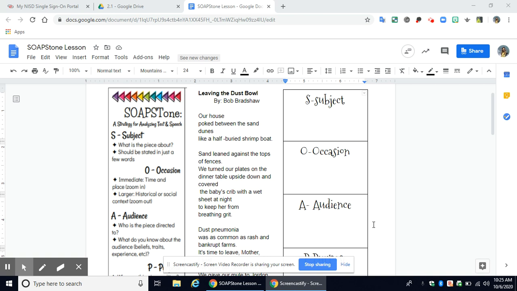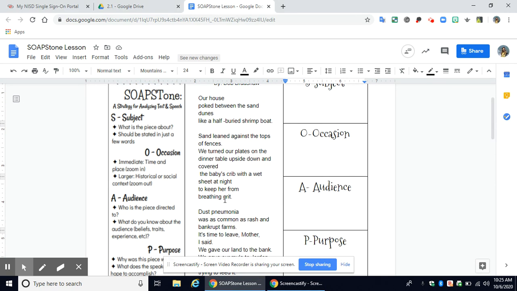Hey guys, today we are going to be learning how to analyze a poem using the SOAPSTone strategy. Whenever you use this strategy, it's just going to help you understand the text better. That way, whenever you're reading, you really understand every part of what's happening. Okay, so the SOAPSTone strategy is an acronym, and each letter does stand for something.